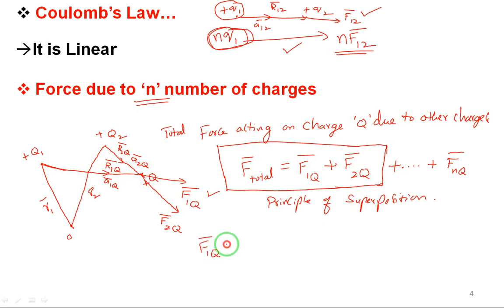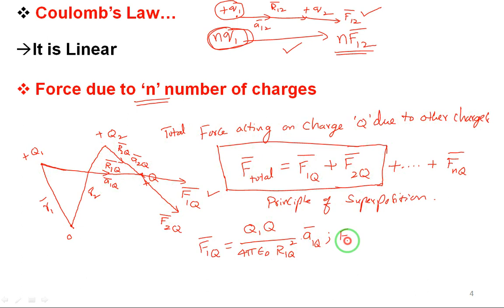Then what is F1q? I know Coulomb's law already. So F1q is, right, q1 q2. One is q1 into q, because observe here, q1 is one charge and another charge is q. So multiply the two charges, q1 into q, divided by 4 pi epsilon naught, and the distance between two charges is r1q square into the unit vector a1q.